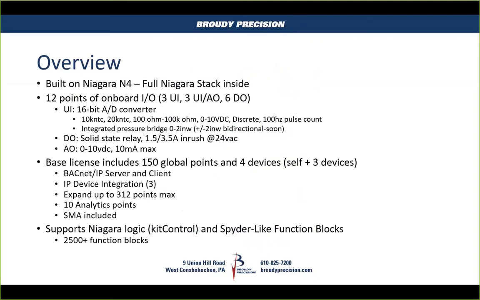The digital outputs are solid state relays, 1.5 amps and 3.5 amp inrush at 24 volts. And because they're solid state, they're very fast acting. There's no problem using them for floating and for pulse width modulation control. Analog outputs do 0 to 10 volts DC, 10 milliamps max. They do not do milliamp output. And as I mentioned, the analog outputs are part of 3 of the universal inputs.